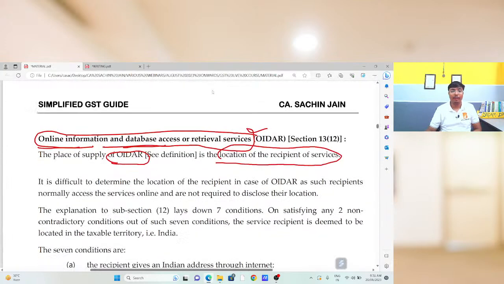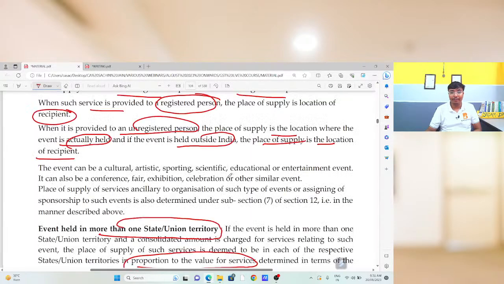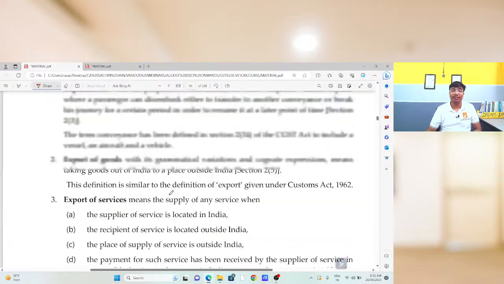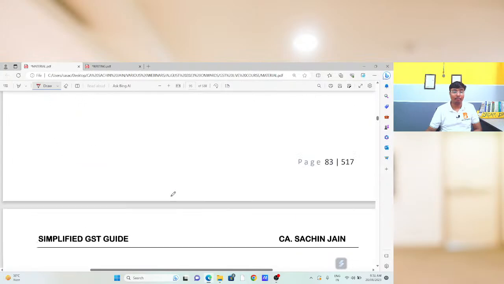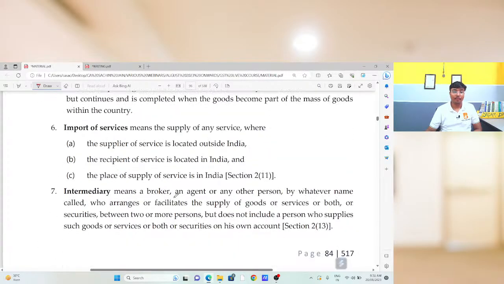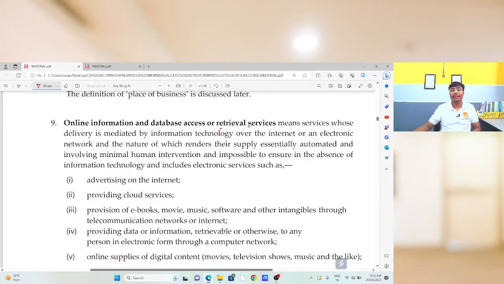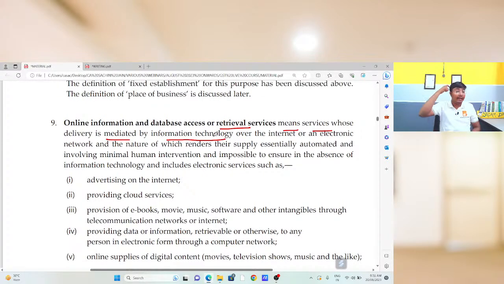For understanding OIDAR services, I first want to read the language from the definition part, and then we'll discuss it, so that it will be more convenient, and after that we'll take a practical example also. Online information database access and retrieval services means services whose delivery is mediated by information technology. As the name suggests, information and database access and retrieval services means all those services which are performed with the help of information technology.